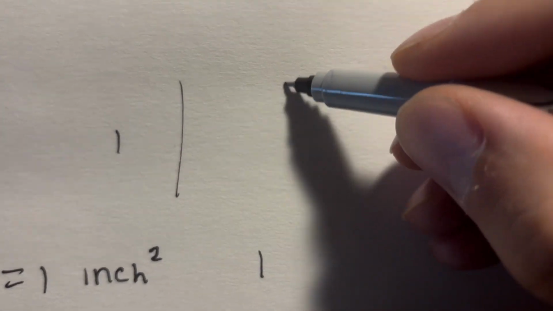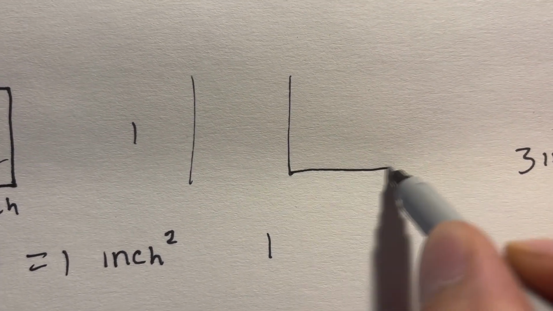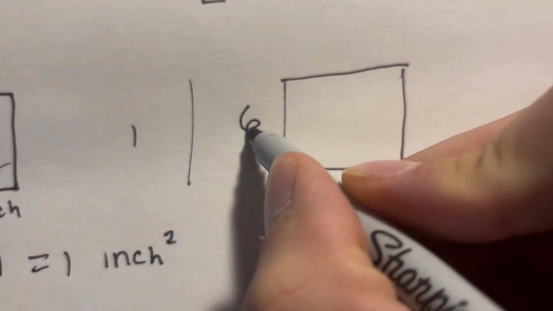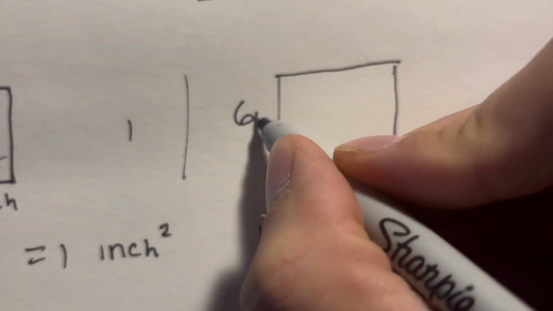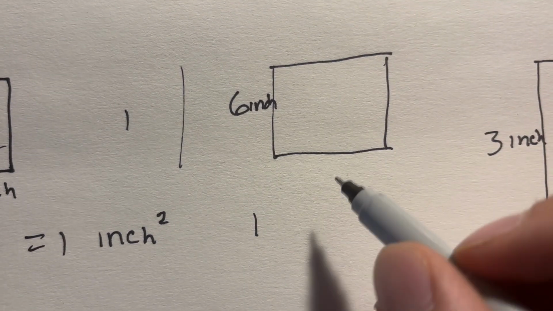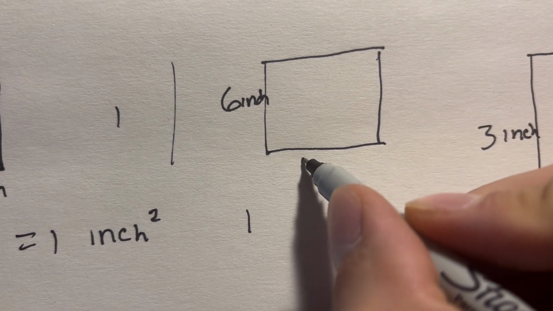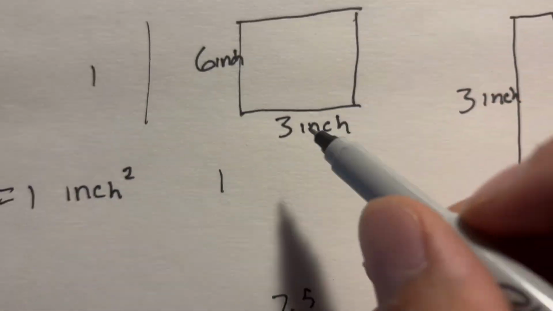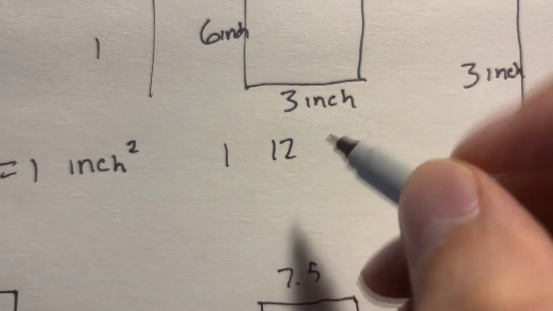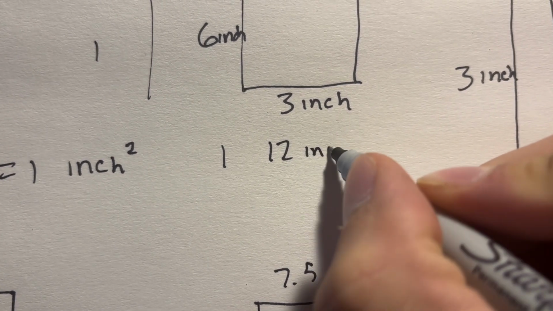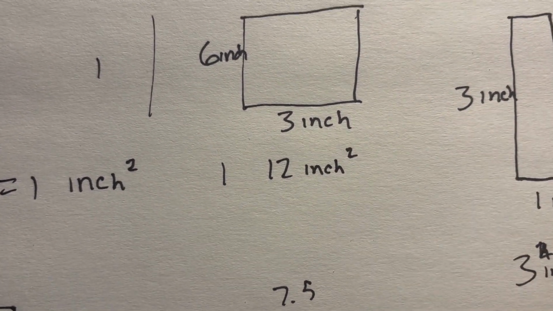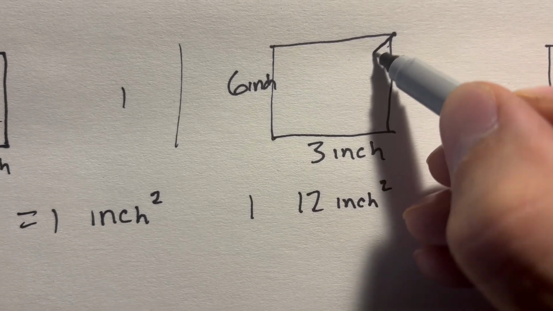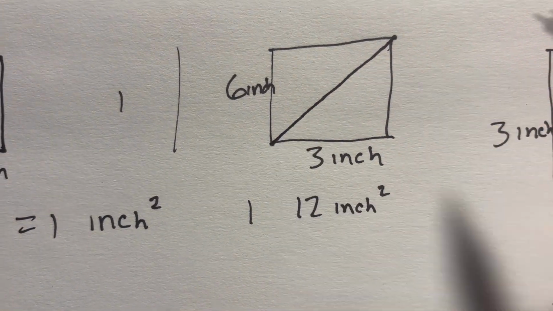Let's say you have a square, and I actually learned this on a video that was really helpful. Say you have a square, and it's 6 inches by 3 inches. Keep it simple. So 6 times 3 is 12 inches squared, like so. Let's say that we cut it in half diagonally, like this.